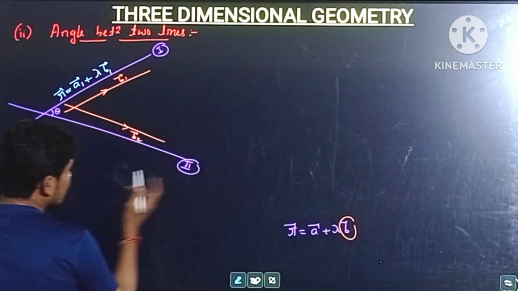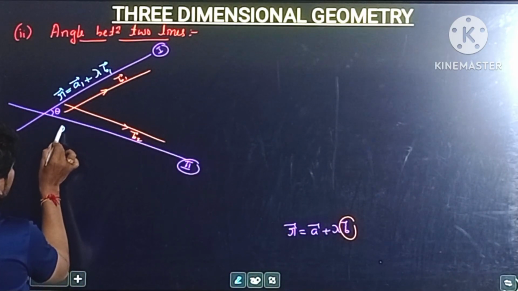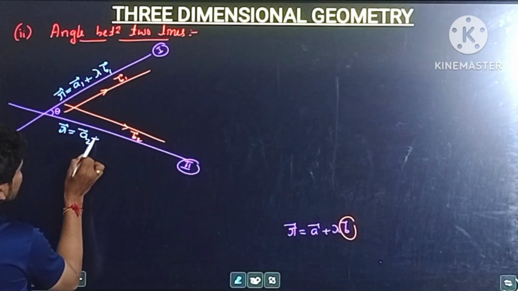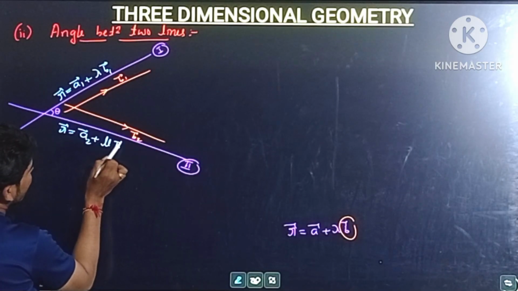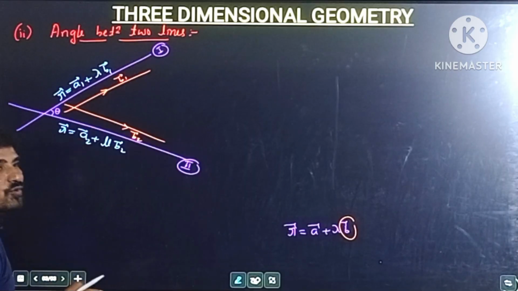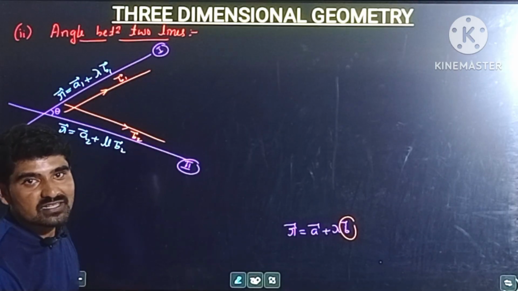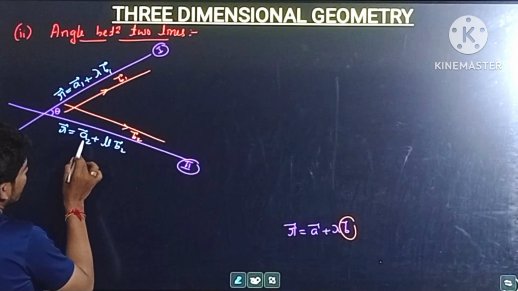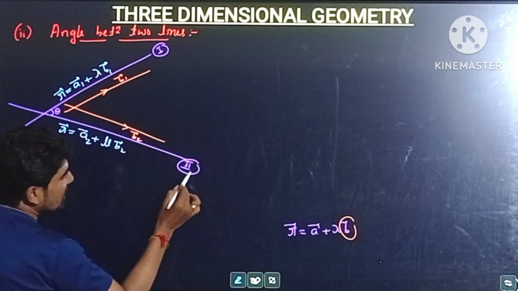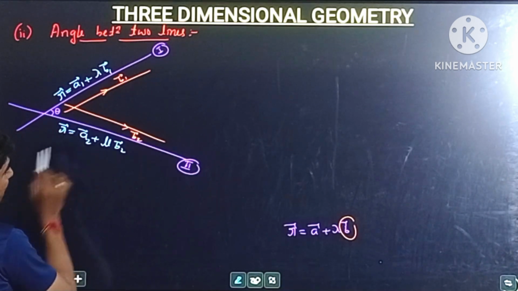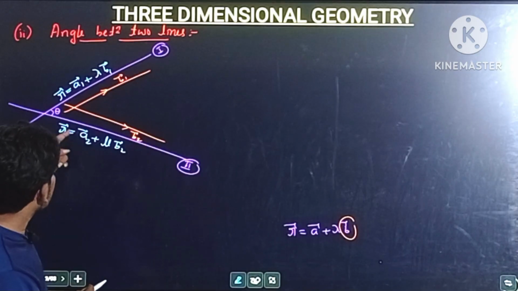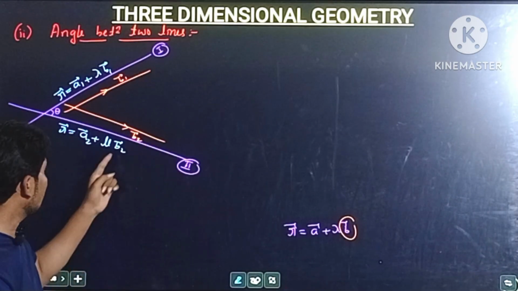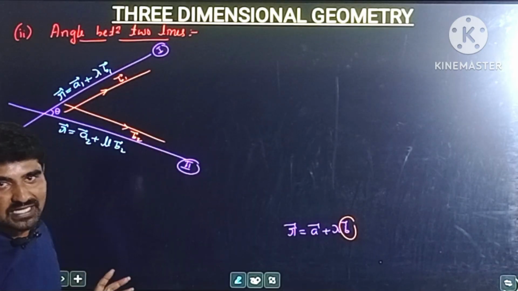Similarly, the equation of the second line is r vector is equal to a2 vector plus mu times b2 vector. So lambda and mu can be any constants or any non-zero scalars. So r vector is equal to a2 vector plus mu times b2 vector is the equation of the second line, where a2 vector is the position vector of the point through which this second line is passing and b2 vector is the parallel vector of the second line.